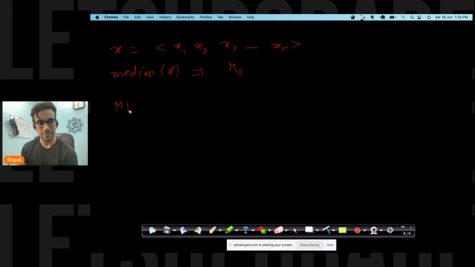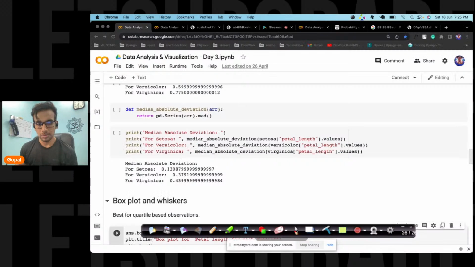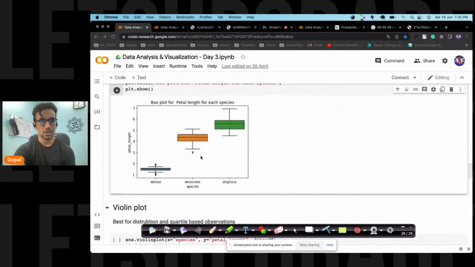So your median absolute deviation, MAD, will be given as the modulus of x1 minus mx, and so on. This is exactly why we call it absolute, because we only care about the magnitude, not the sign, whether it is positive or negative. So it's how much each point is deviating from the median. This is your median absolute deviation.